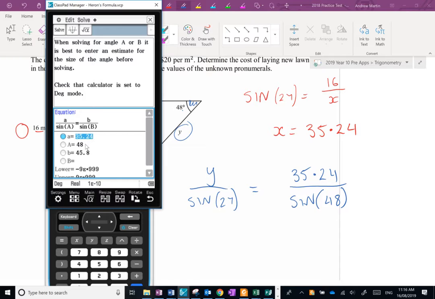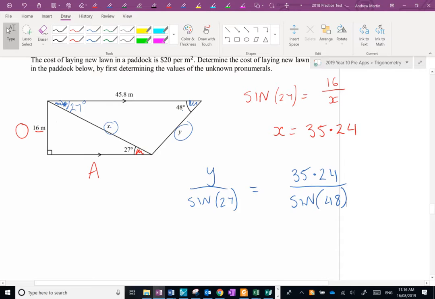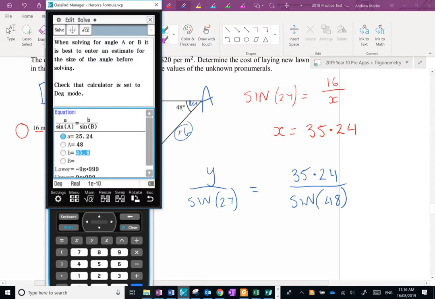Okay, now I need to be careful with my labeling. So I'm going to call this side side A. So I'm going to label that side A, which means this is capital A, and this is going to be lowercase b and uppercase B. So when I fill in those, A is already done for me. Angle A is 48. Small side b is the thing I'm solving for, so I'll leave that blank. And uppercase B is 27 degrees.